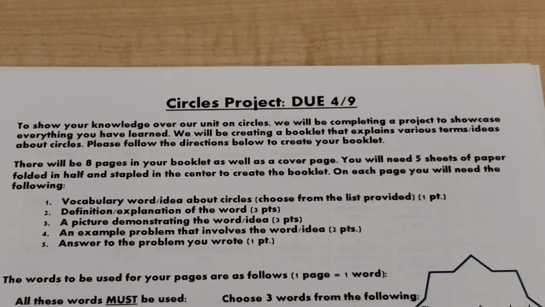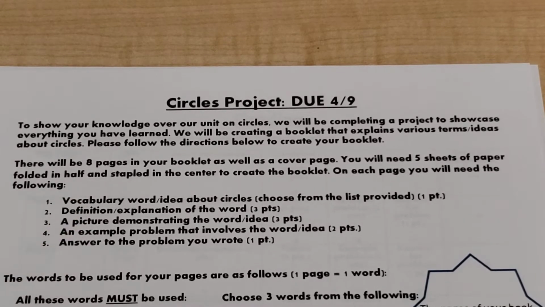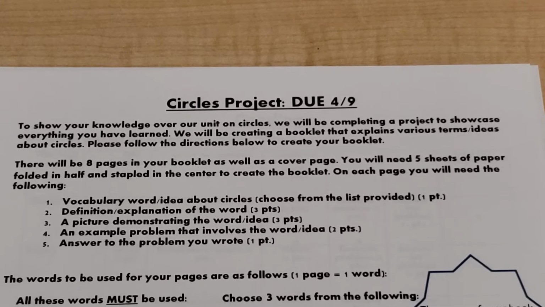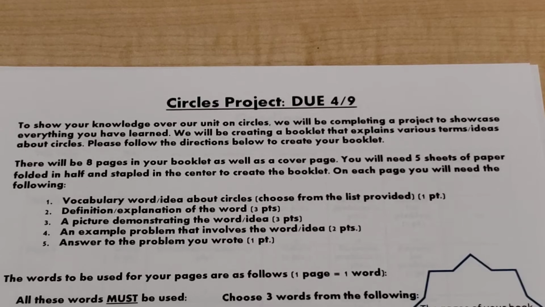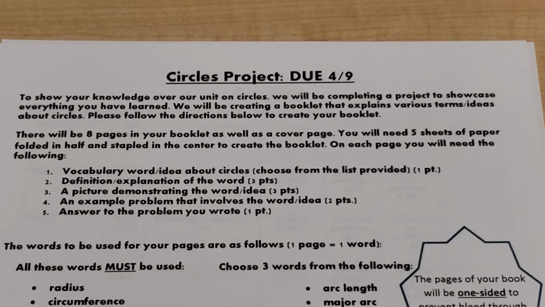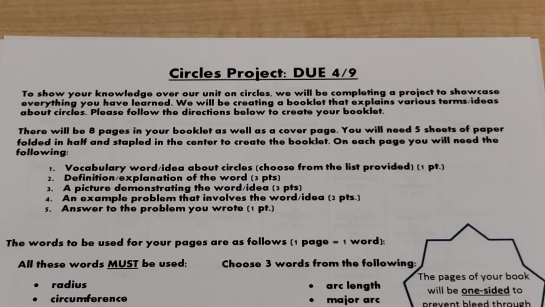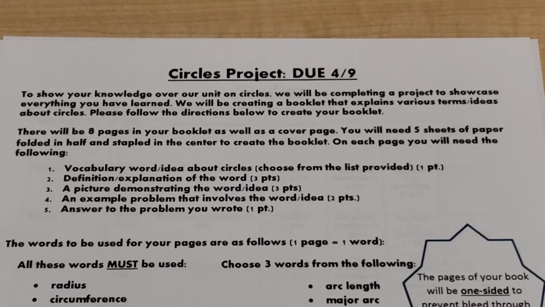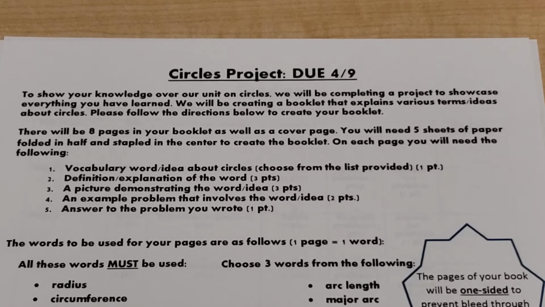On each page, you will need the following. You will need the vocabulary word or idea about circles, and we have a list of words for you guys to choose from, and that's 1 point. You will need a definition or explanation of the word. That's worth 3 points. You will need a picture demonstrating that word or idea. That's another 3 points. You'll need an example problem that involves the word or idea. That's another 2 points. And y'all, we're doing lots of different problems in class, so those could be some ideas for your problems. And then you need the answer to the problem that you wrote, and that's worth 1 point as well. So every page is worth 10 points.